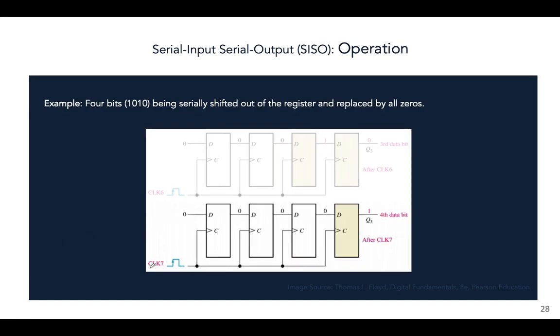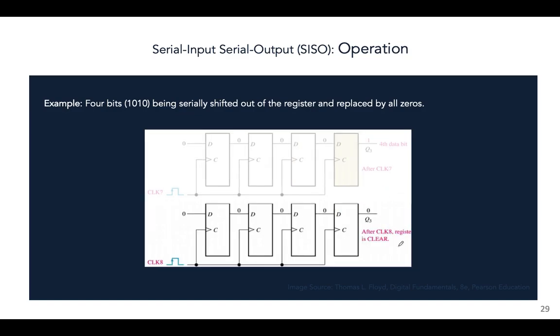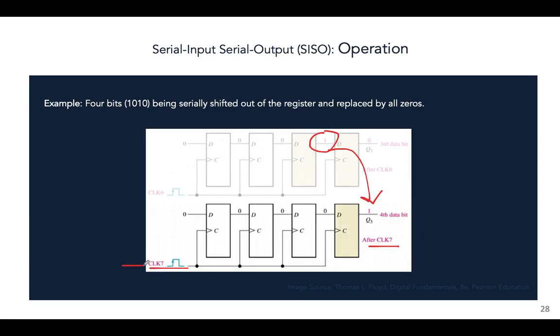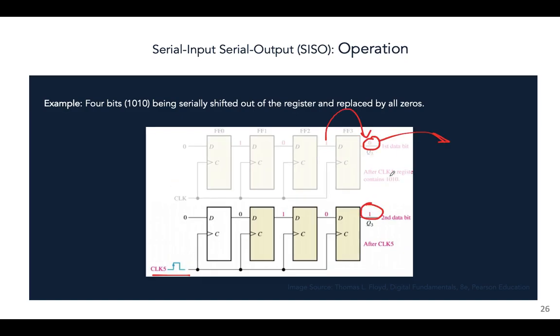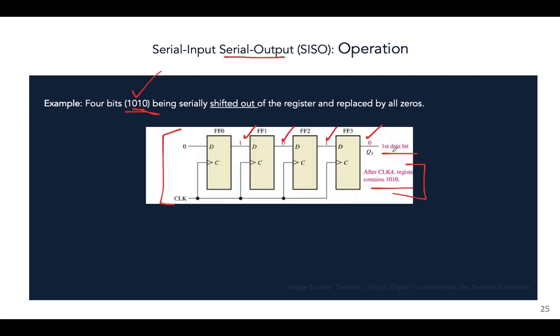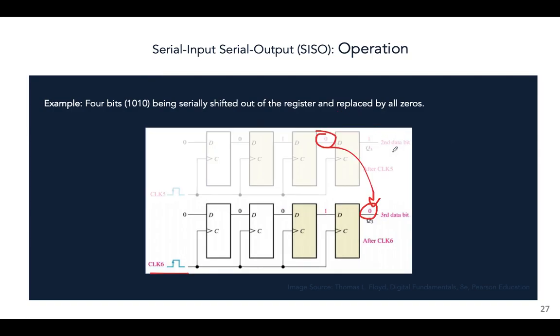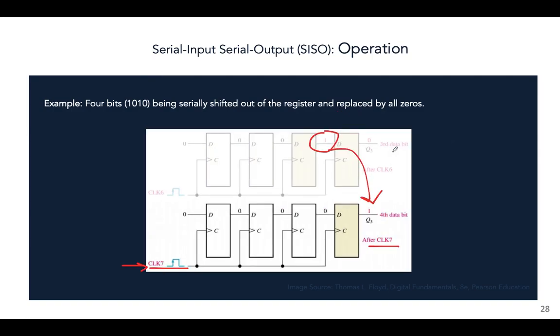And then after clock pulse 7, the final bit, which was this one, comes out, and we get the 4th data bit. This is after clock pulse 7. And then finally, after clock pulse 8, the register is entirely clear. So we can't stop at clock pulse 7, because even though we have gotten our last bit, we did get 1010 out of the register. See, first we got 0, then we got 1, then we got 0, and we got 1, right?